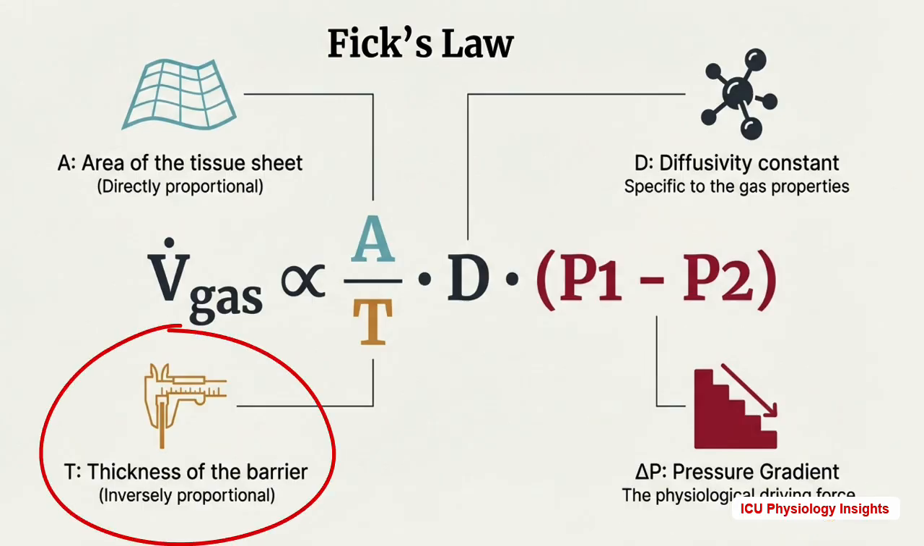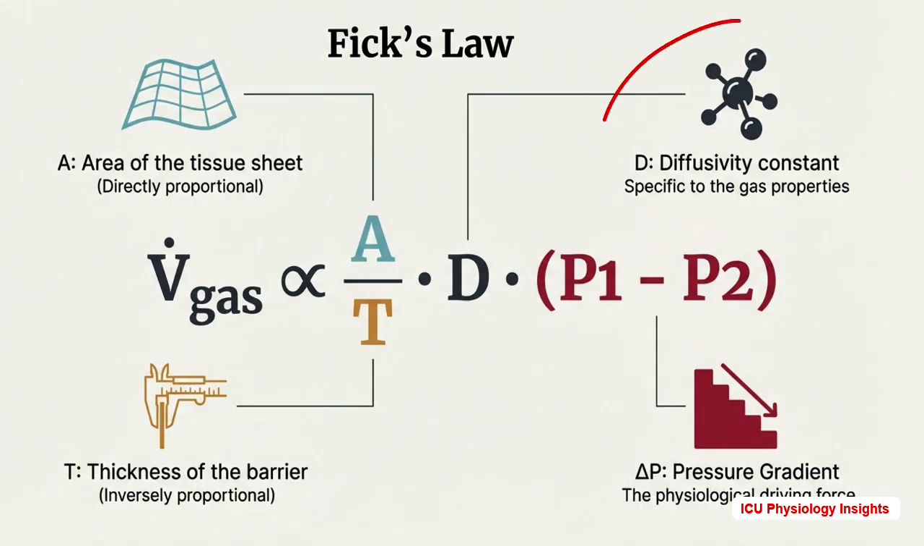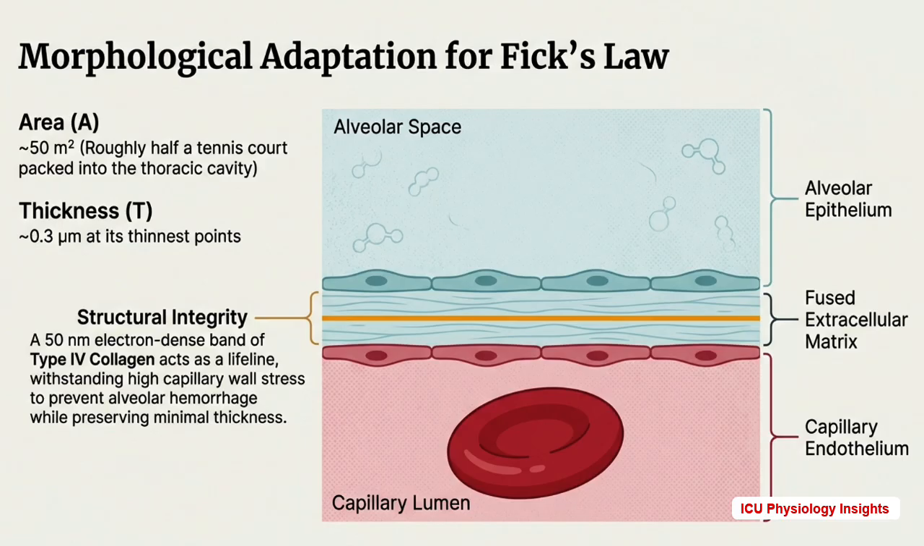Now it's inversely proportional to the thickness, T. A thicker barrier means slower diffusion. And finally, you have D, the diffusion constant, which is a property of the gas itself. We're going to see how the lung has evolved to optimize these variables and how disease messes with them.